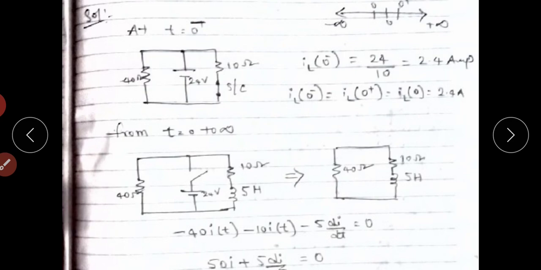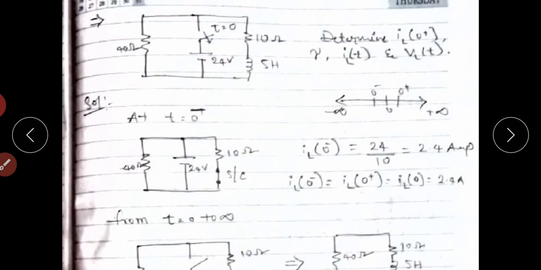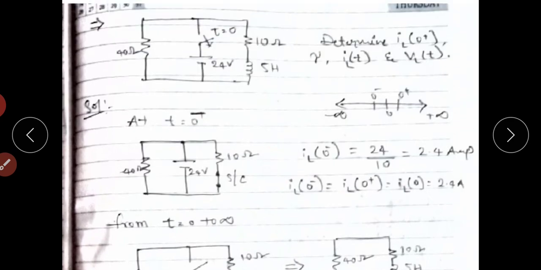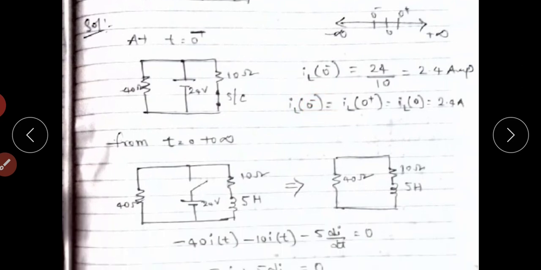So next, find the equation from t equals 0 to infinity. For t equals 0 to infinity, the switch is in the open position, so the supply is disconnected from the circuit. This is the circuit from t equals 0 to infinity. With the supply disconnected, the equivalent circuit can be drawn like this.